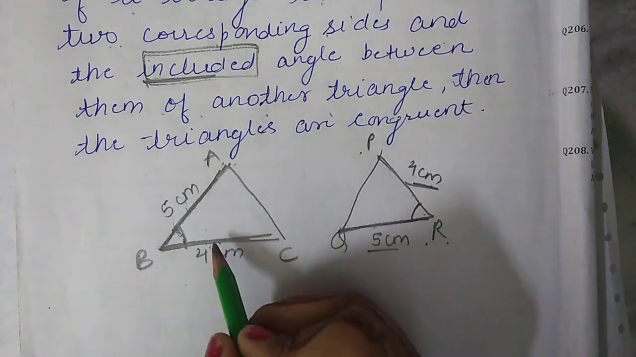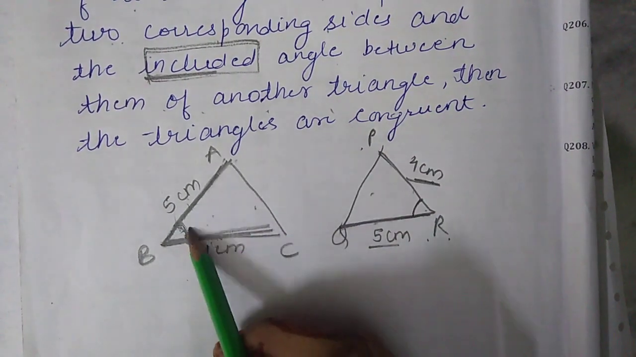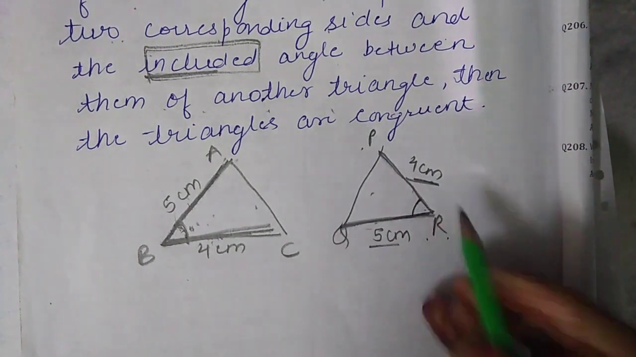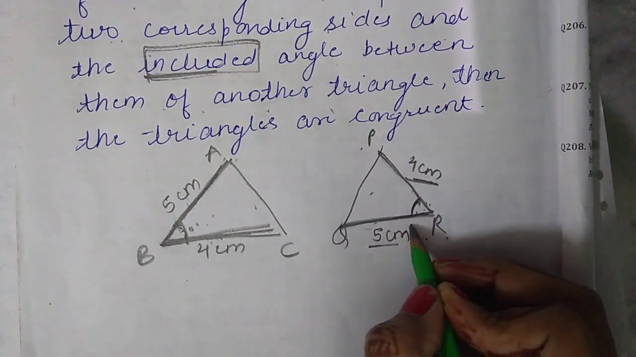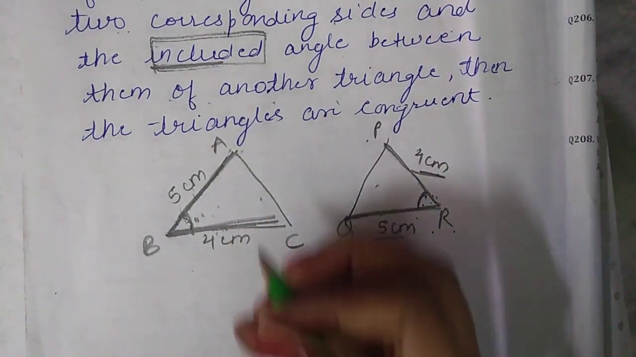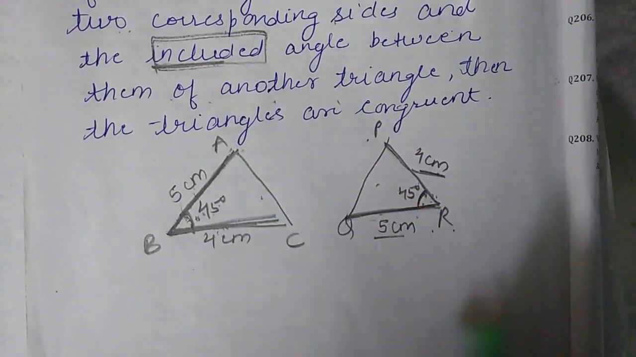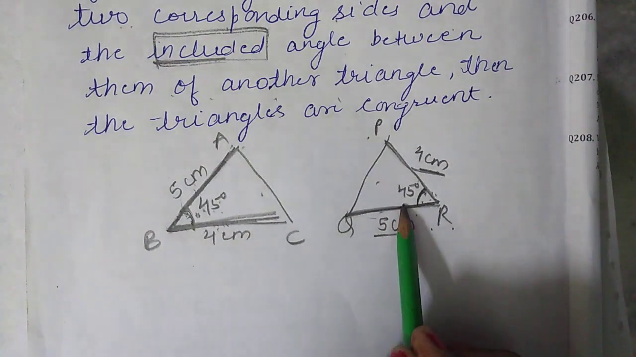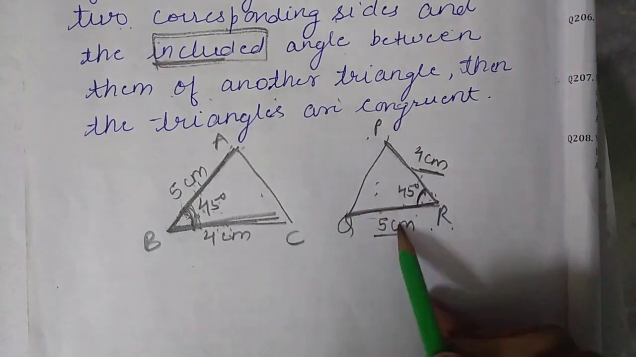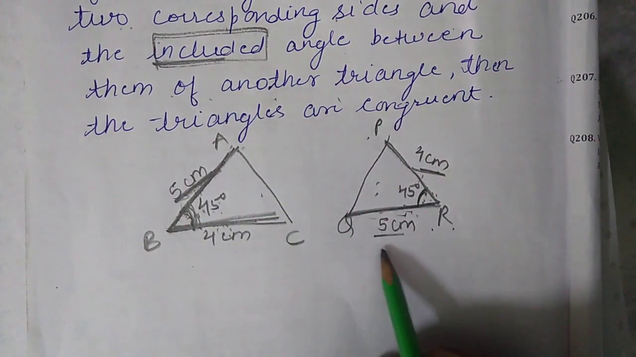Okay. So whenever in two triangles, two sides and one included angle are equal to two sides and one included angle between them, if they are equal, then we can say that triangles are congruent. Let it be 45 degree and this is also 45 degree. So we can say that the triangles are congruent as two sides and the angle between them, and here also two sides and the angle between them are equal to each other. This 5 cm is equal to this 5 cm.